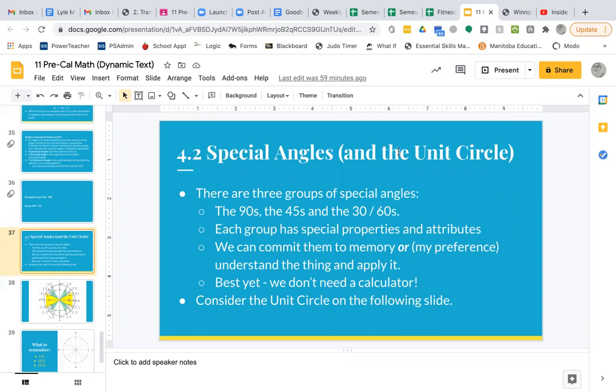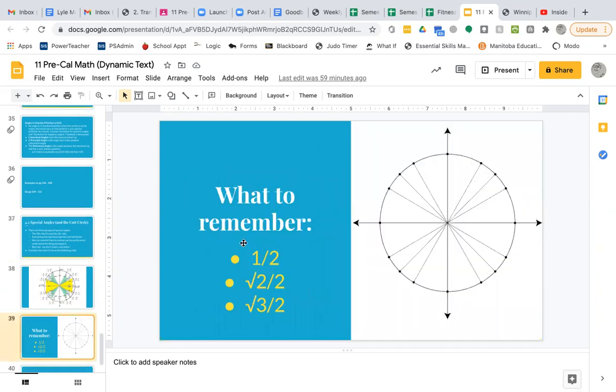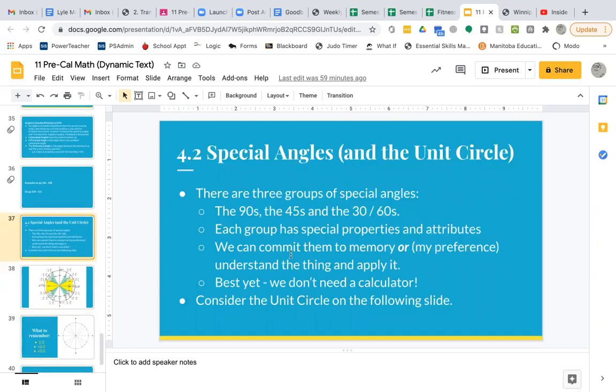Here's the notes, special angles, and the unit circle. There are three groups of special angles: 90 degrees, 45s, and 30, 60s. Lots of this is not going to make sense until you actually see it, and that's fine. Each group has special properties and attributes. We can commit them to memory or, my preference, understand the thing and apply it. All you would need to remember, being honest here, is 1/2, root 2 over 2, and root 3 over 2. I'll explain that in a second. You just have to remember those things. You don't need a calculator. This gives you exact values for a unit circle and these angles.